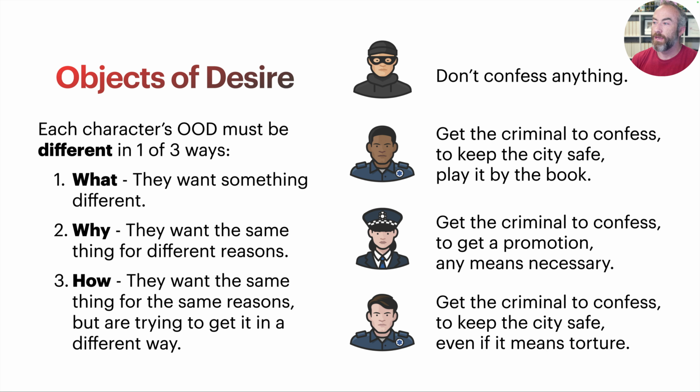If you have two characters whose objects of desire are perfectly aligned, there's no reason to have both of those characters in any particular scene because there's not going to be any kind of tension between them. So you have to have something that's different about their object of desire in order to create some tension between all of the characters that are in any given scene or any part of your story.